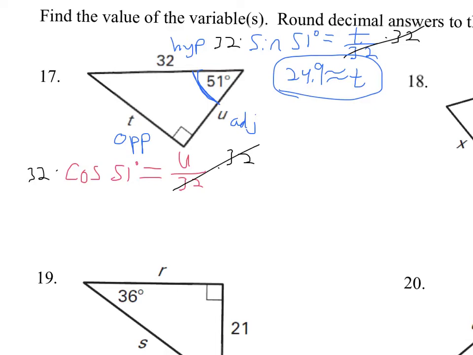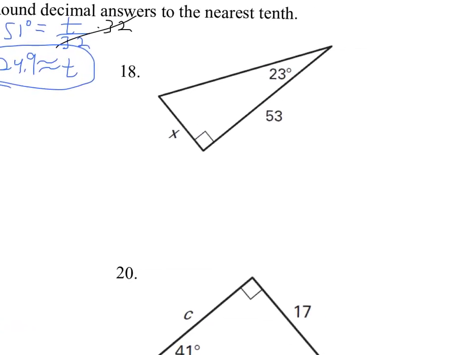And then you'll just type into your calculator 32 times cosine 51. And you should get 20.1. Or it's not degrees, just 20.1, excuse me. And there's our problem.